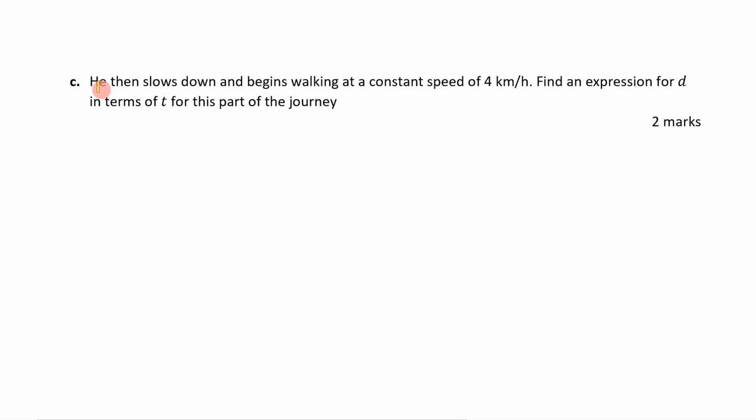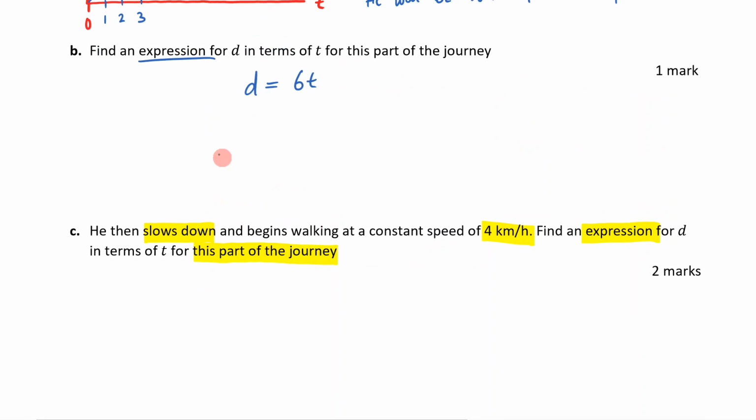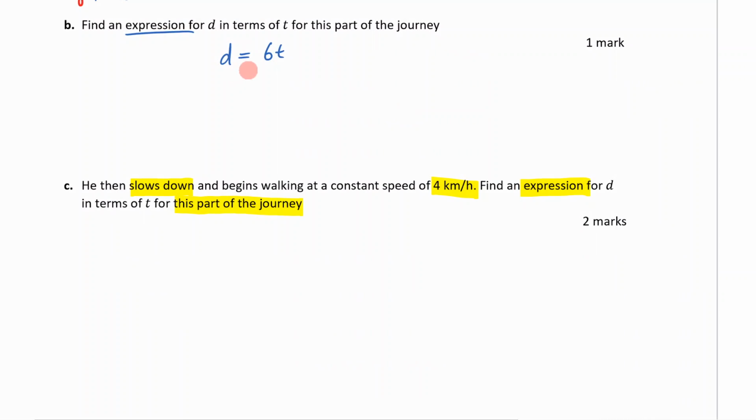So we're told here, he then slows down and begins walking at a constant speed of 4 kilometers an hour. Find an expression of d in terms of t for this part of the journey. So I can already imagine what people are going to do incorrectly here. They're going to look up here and say, well, for the last part, d was equal to 6t. Well, if I'm now walking at 4 kilometers an hour, surely it's going to be d is equal to 4t. But that's not correct. That's not what my final answer is going to be.